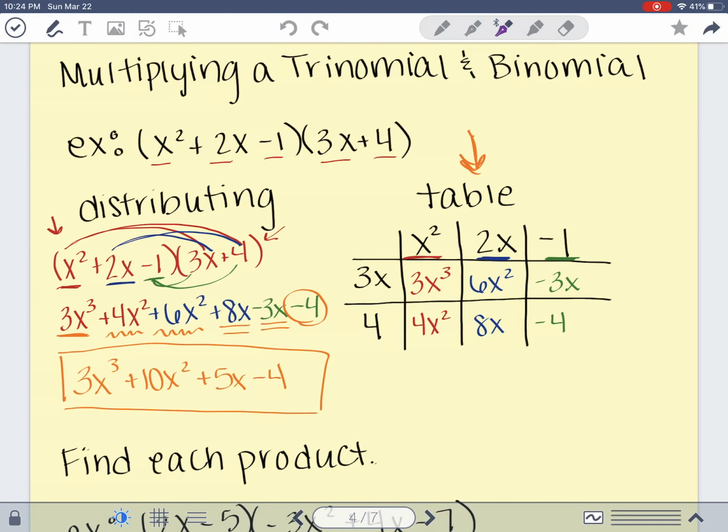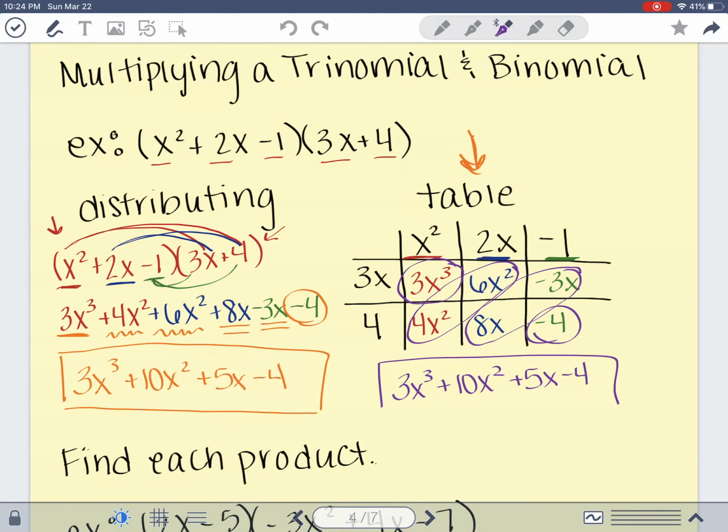From here, again, I combine my like terms. 3x cubed didn't have anything to combine, so I bring that down. 6x squared and 4x squared combine to give you 10x squared. And then my negative 3x and 8x combine to give you a positive 5x, and then I've got my negative 4. Again, either way you do it, whether you are distributing or using that grid method or that table, you're going to get the same answer, okay?